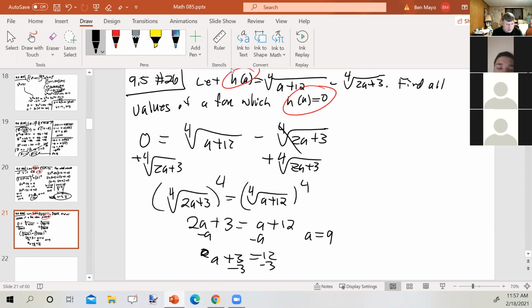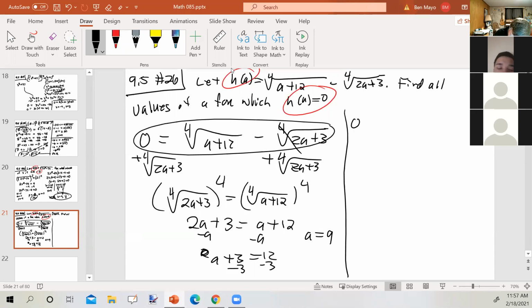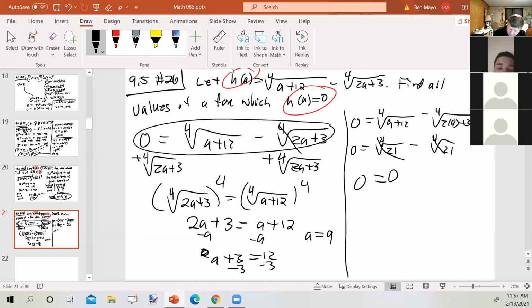If a solution is extraneous, so indicate. Let's see if a equals 9 is correct. So I'm going to go back here and say 0 equals the 4th root of 9 plus 12 minus the 4th root of 2 times 9 plus 3. 0 equals the 4th root of 21 minus the 4th root of 21. Now, I don't know what the 4th root of 21 is, but it minus itself would be 0, so it checks. So this is not extraneous.